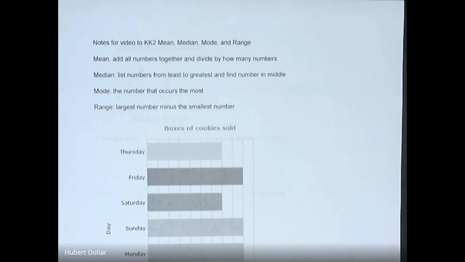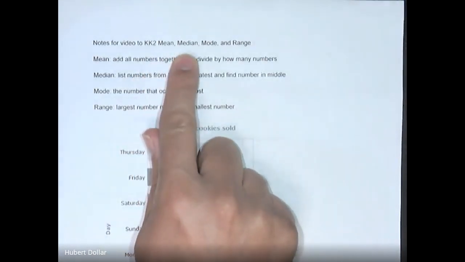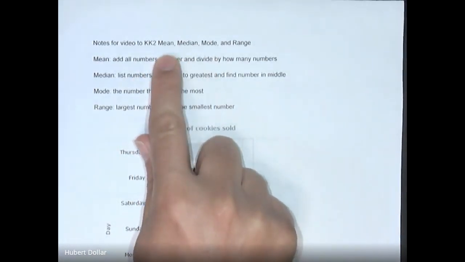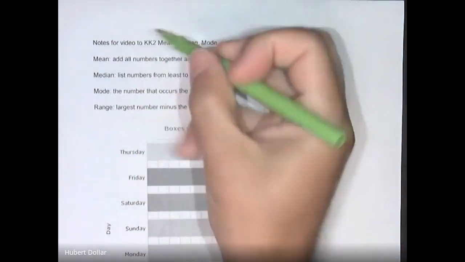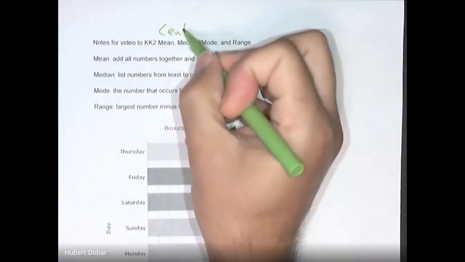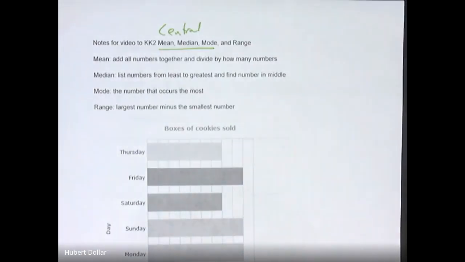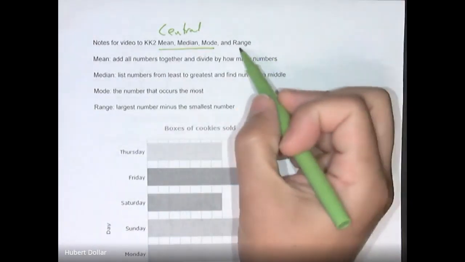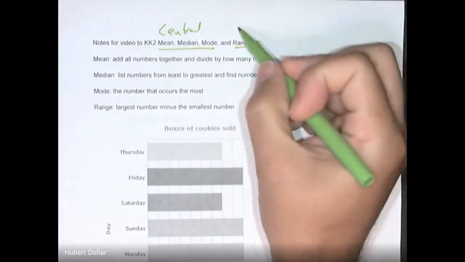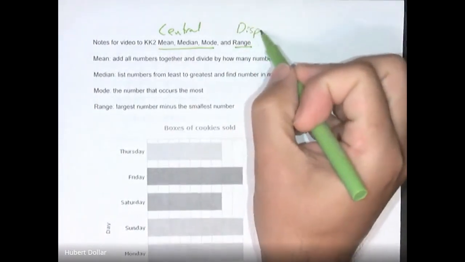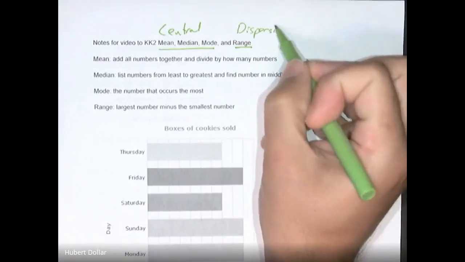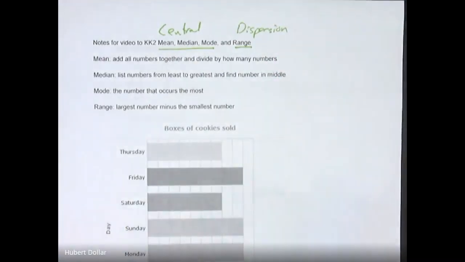This video is intended to teach you how to find the mean, the median, or the mode, which are called measures of central tendency. Central because these three measures talk about what's on the inside or what is the middle of the data set. Also, we're going to learn how to find the range, which is a measure of dispersion because it talks about how the data is dispersed or spread out.